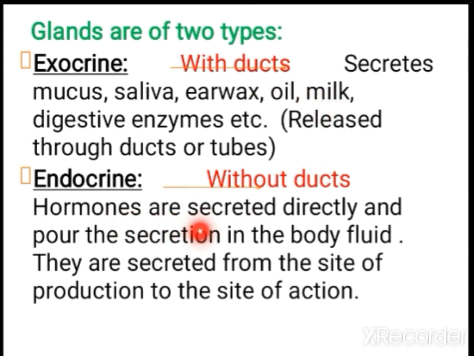The ducts will be there, and from there the secretions will be poured. But in endocrine glands, the secretions are directly poured into the blood or body fluid. They will reach from the site of production to the site of action. They are very particular in their action. Maybe through the blood it is circulated throughout the body, but anyhow, they will work only at the target organ. Exocrine means with ducts, endocrine glands without ducts. Endocrine gland secretions we also call hormones.